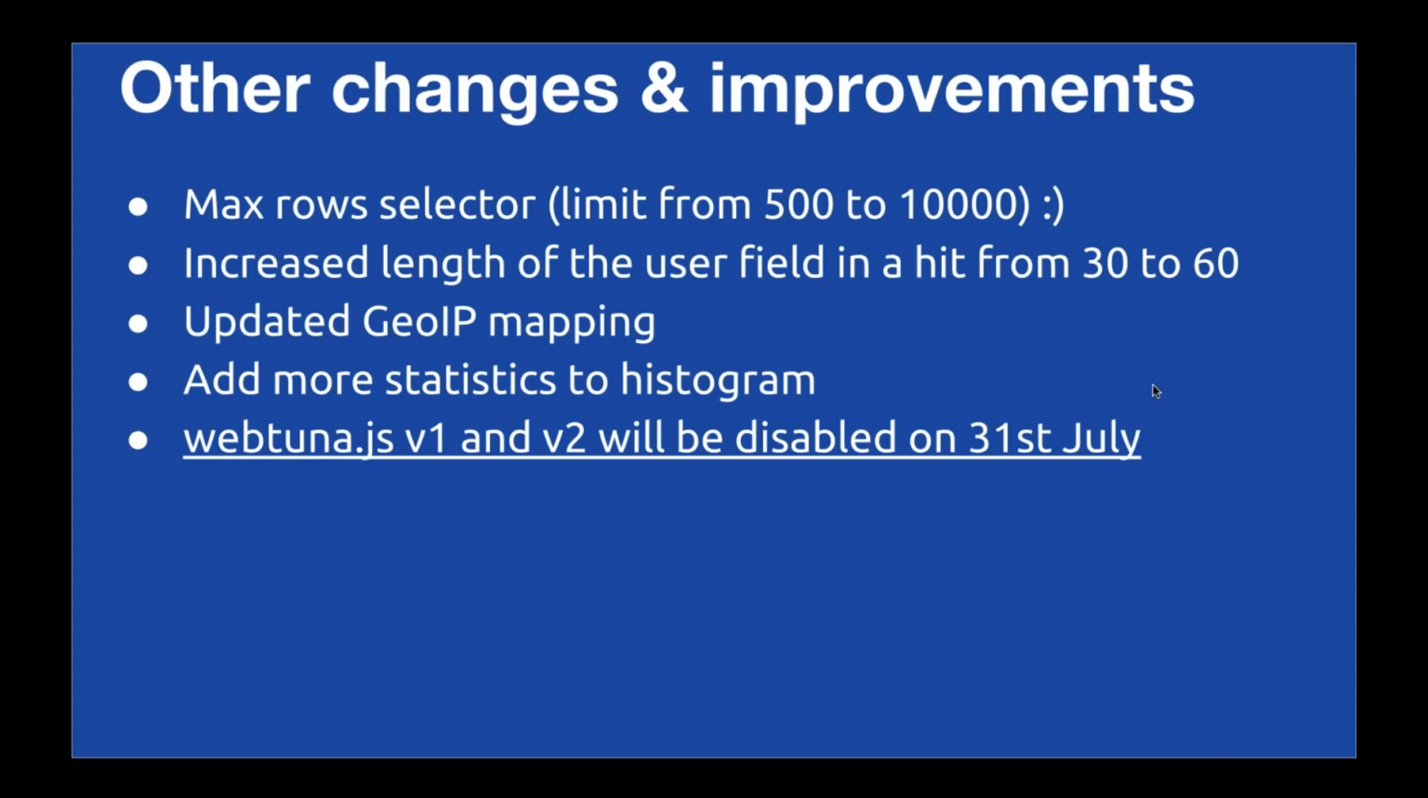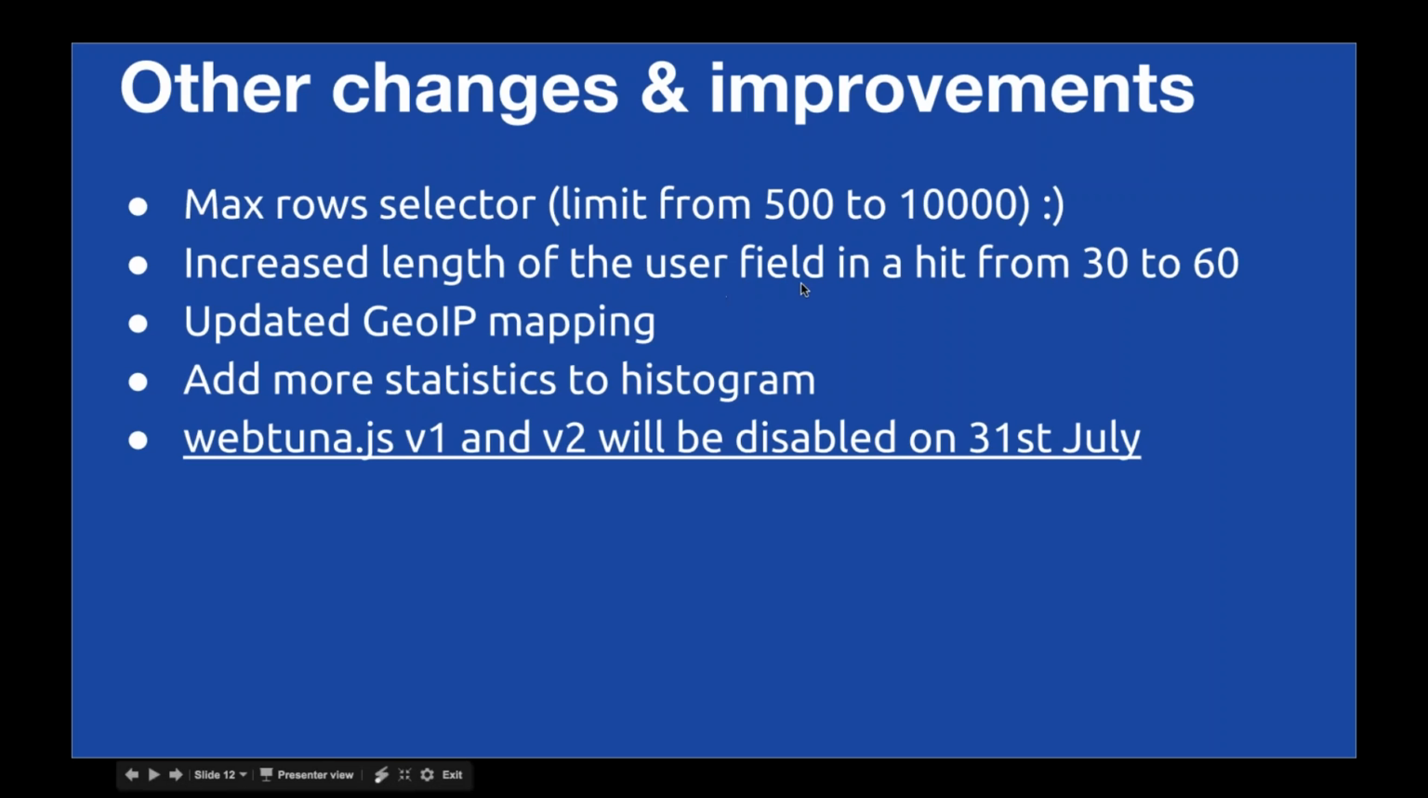Some other minor changes. The first one here I already mentioned, which was increasing the maximum number of rows you can select from 500, so now you can go up to 10,000. That was a big one for a lot of customers, so if you're one of those, you'll be pleased to see that in the product. And that also applies to the CSV export as well.